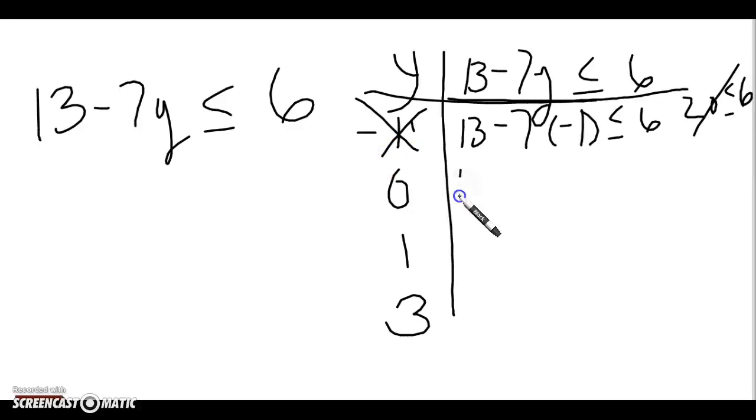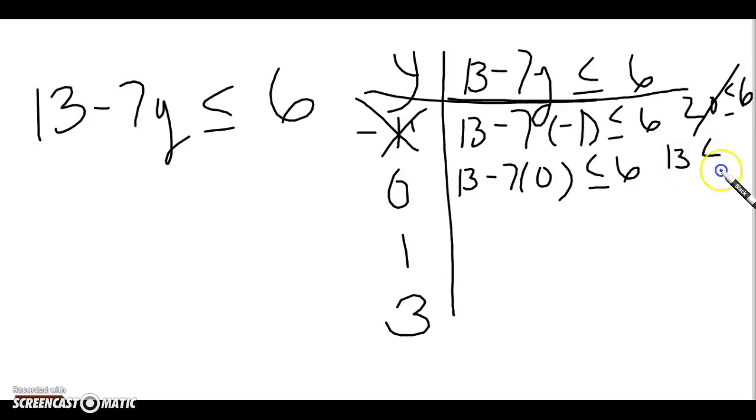Alright, let's plug in 0. So I get 13 minus 7 times 0 is less than or equal to 6. And I get 13 is less than or equal to 6, and that's not true. So 0 is not a solution.